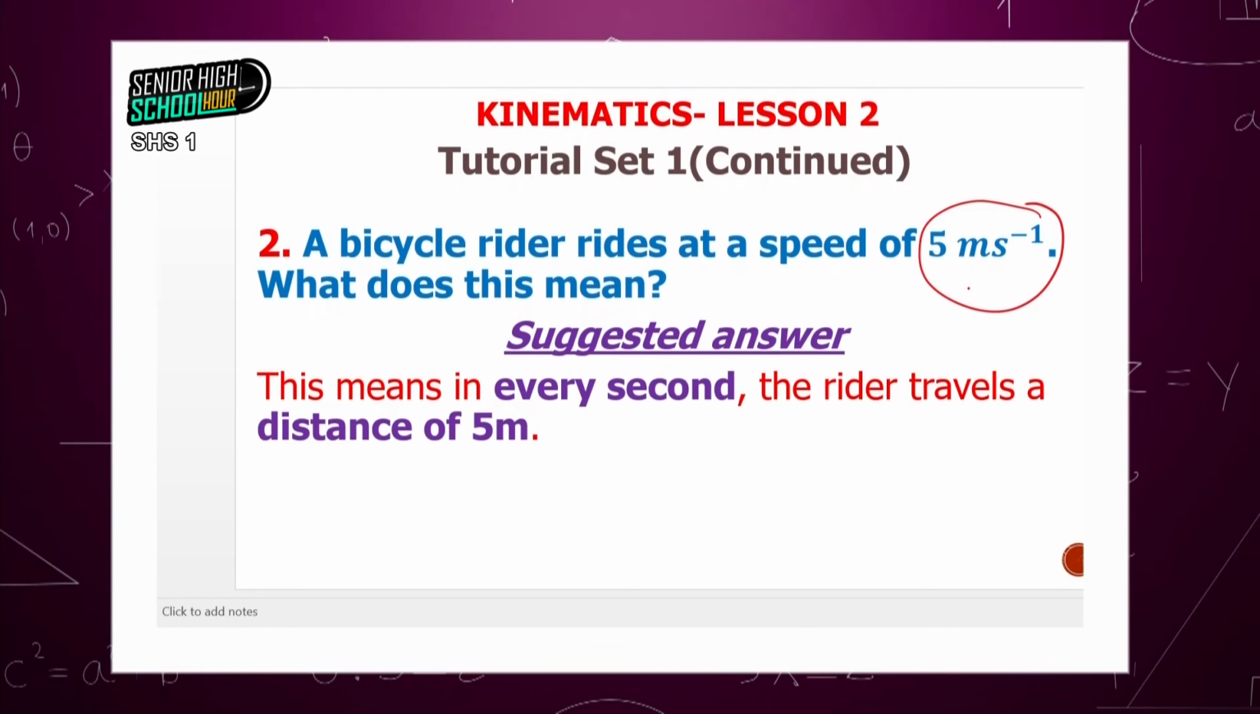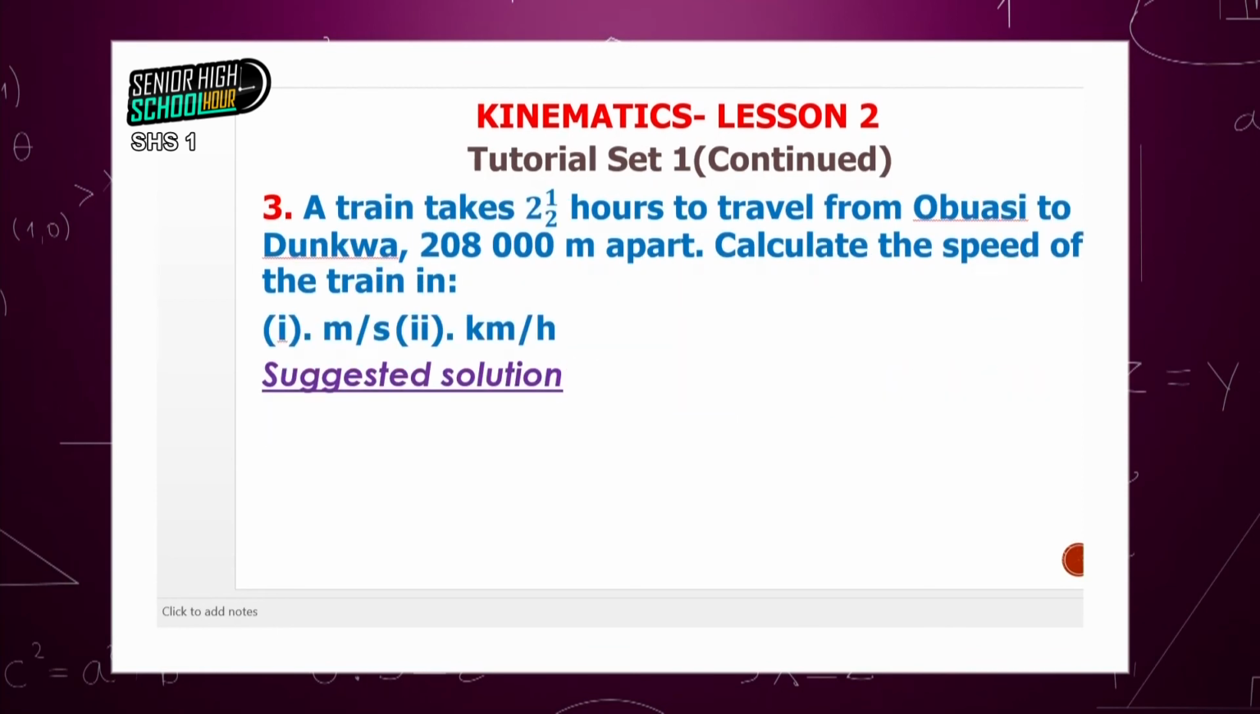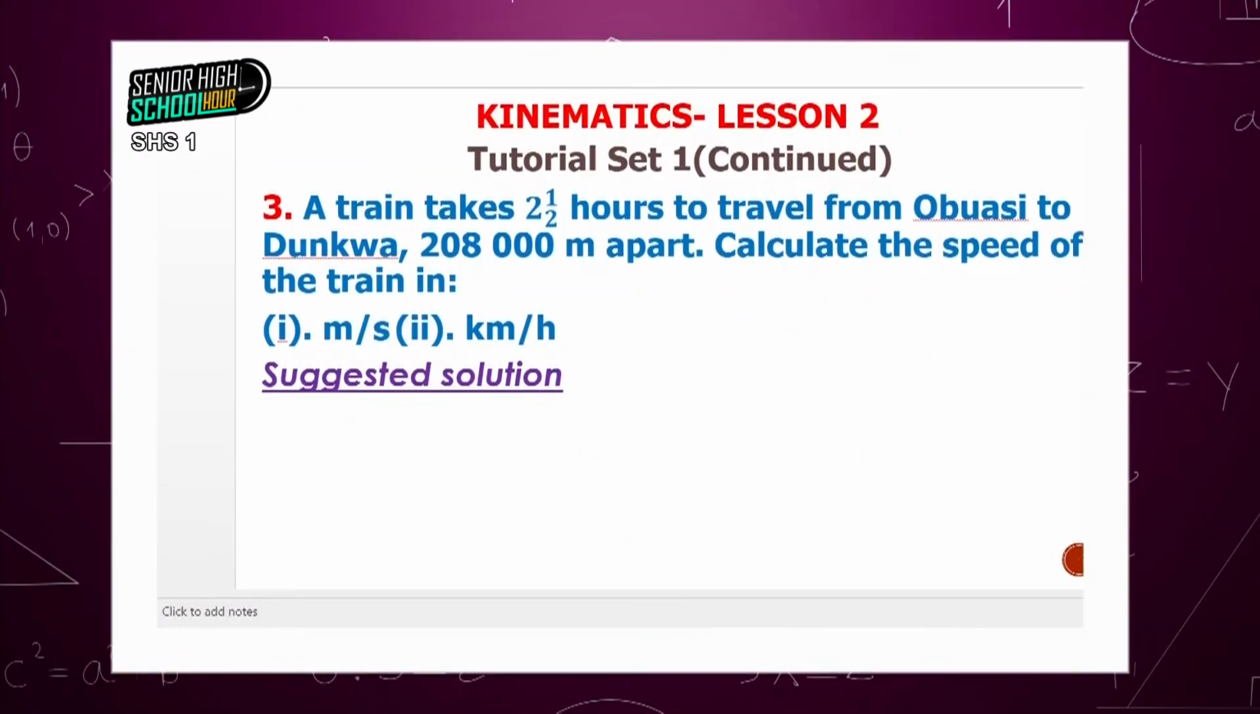Good. Question number 3. It says a train takes 2.5 hours to travel from Obuasi to Dunkwa. I hope some of you are in Obuasi watching us now, and some of you may be in Dunkwa. So we are in your towns this time. The towns are 208,000 meters apart. Calculate the speed of the train in I, meters per second, and then II, kilometers per hour.